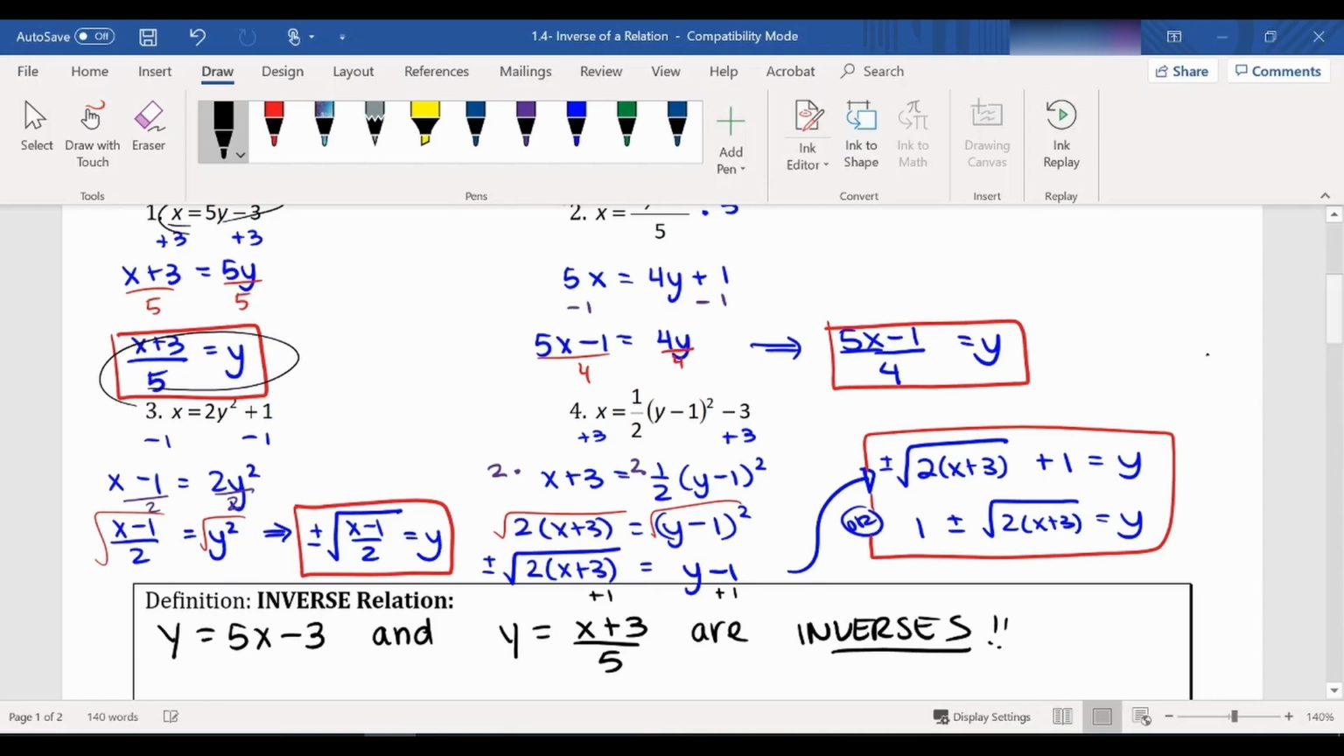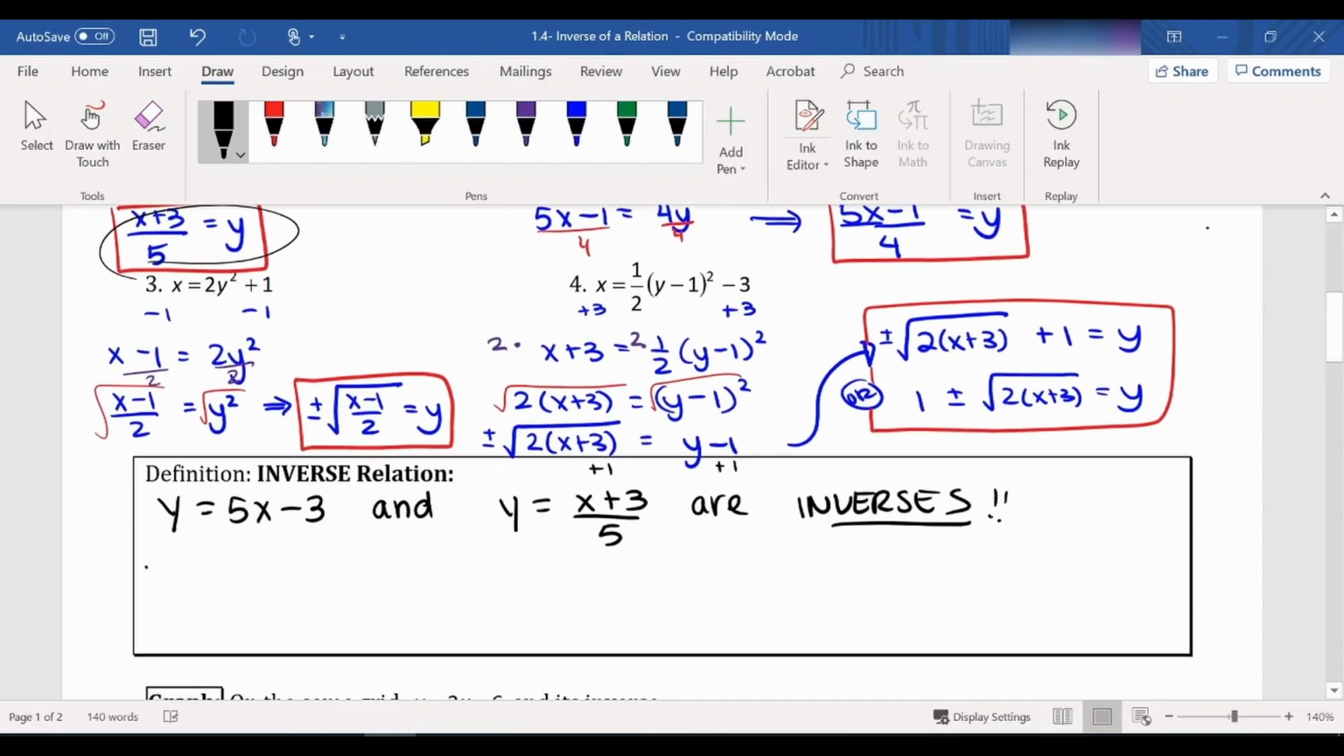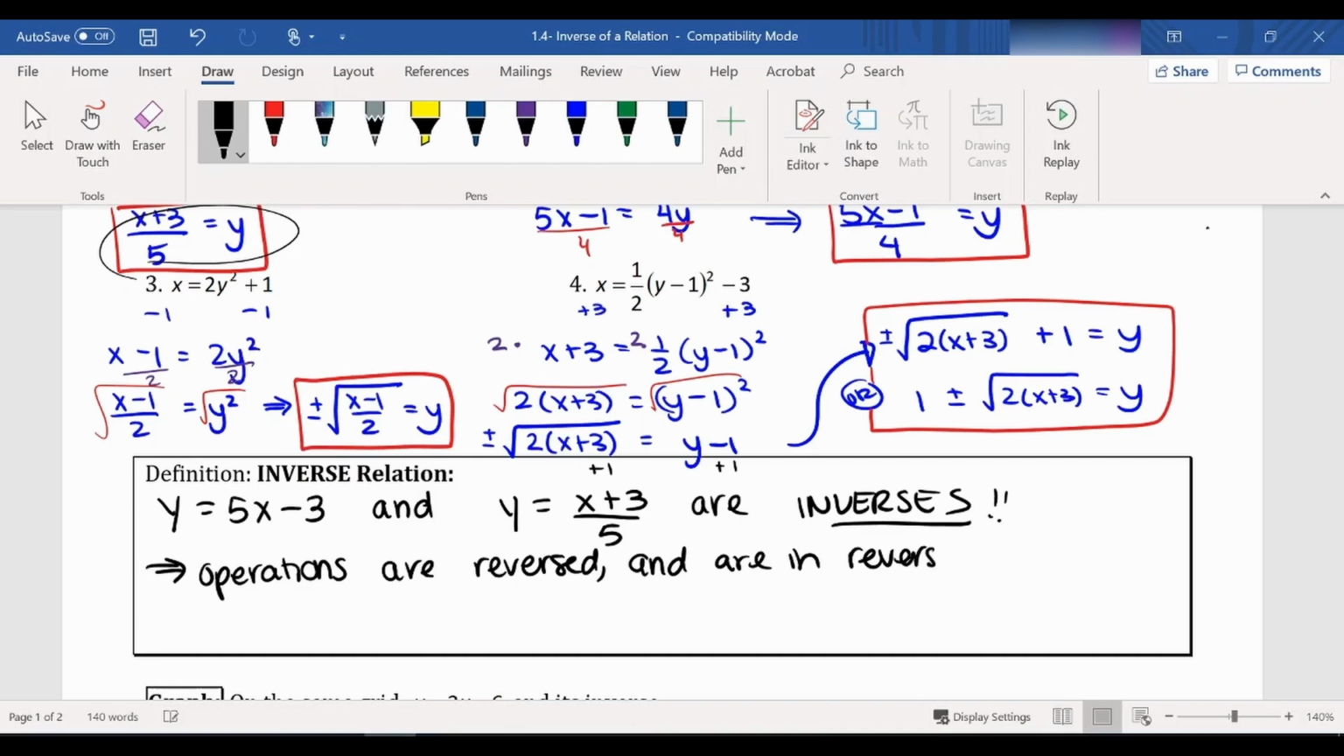Okay. So in an inverse, the operations are reversed and are in reverse order. So in our examples here in the box, the first one we are multiplying by 5 and subtracting 3. The second one we are adding 3 and dividing by 5, and we're doing it in the reverse order. So operations are reversed and are in reverse order.